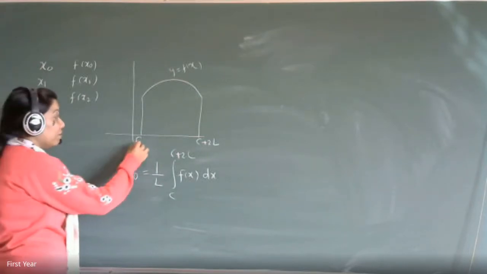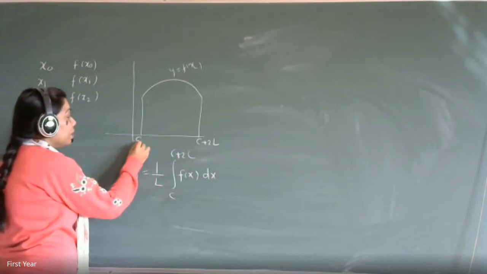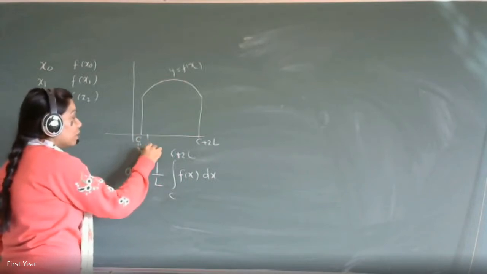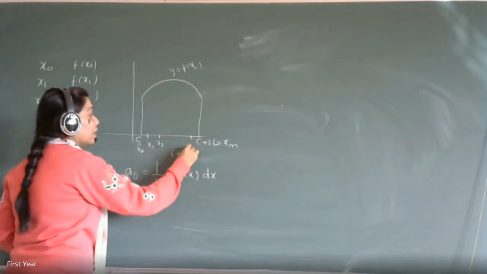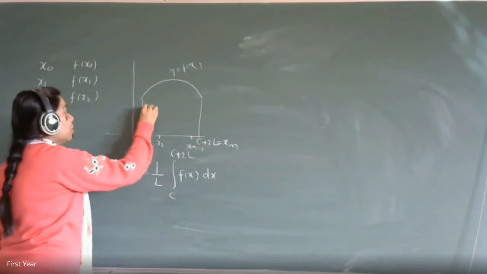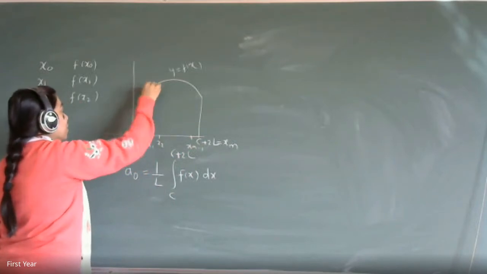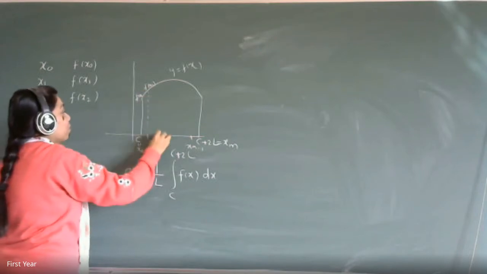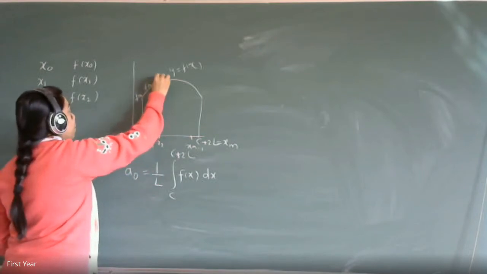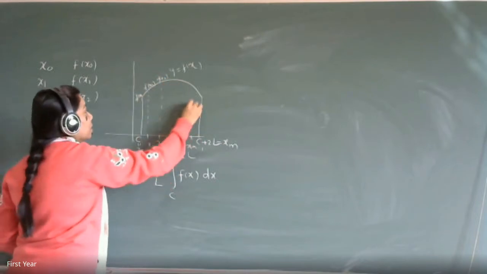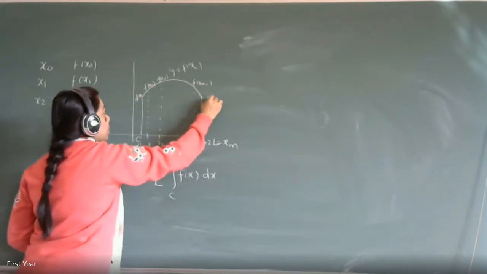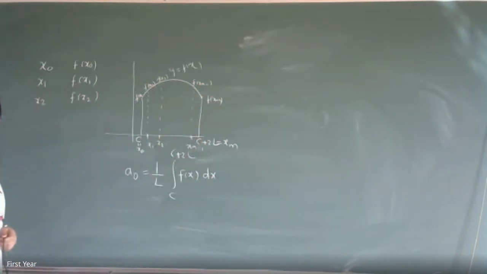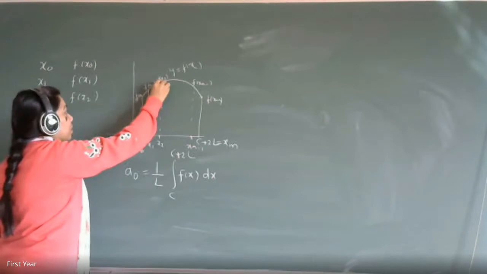But now your curve will not be given as f of x directly. You will be given the points x0, x1, x2, up to xn minus 1, and corresponding to those you will be given what is f of x0, what is f of x1, what is f of x2, and so on. Is this okay? Yes, ma'am. So we will be given the points like this.